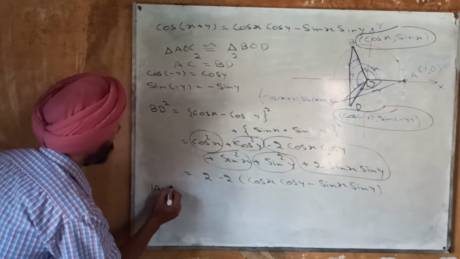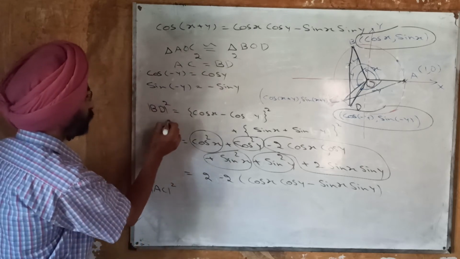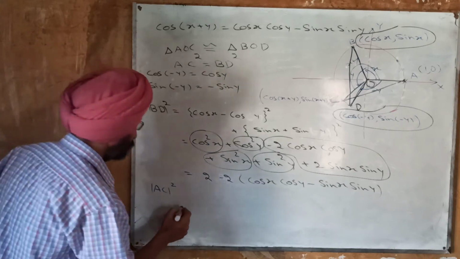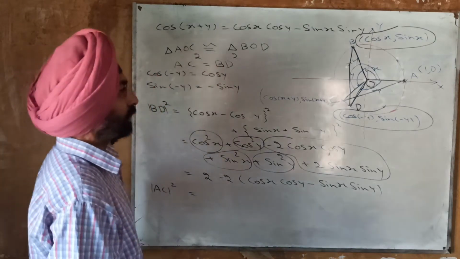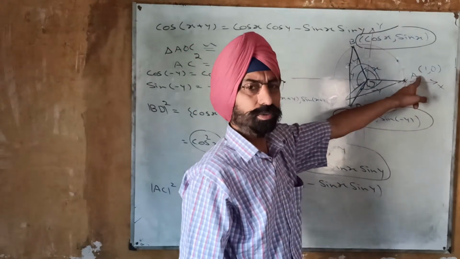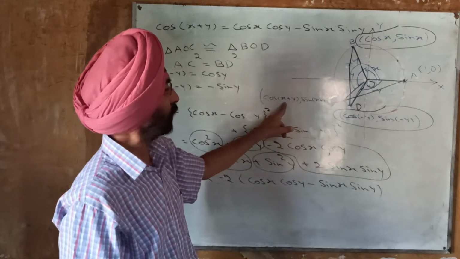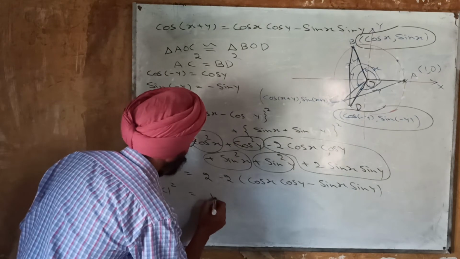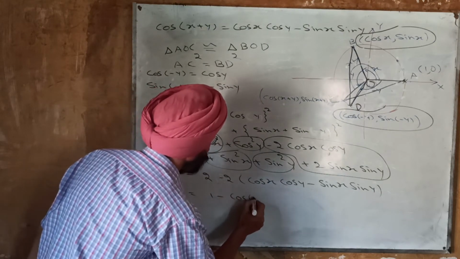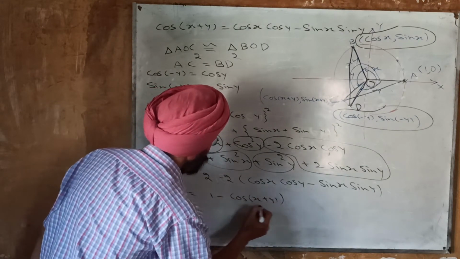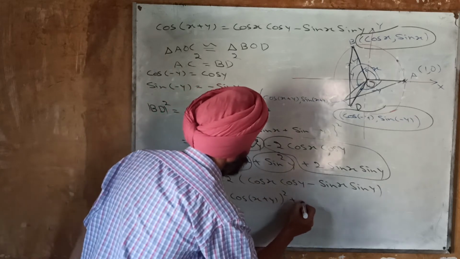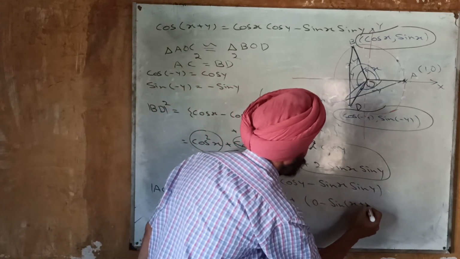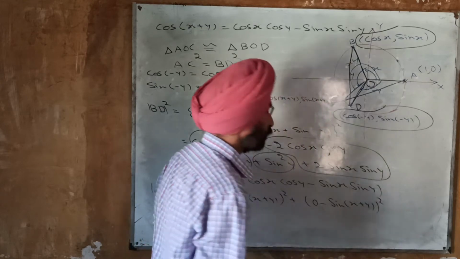Now what is AC square? AC, distance square. And also you can put the distance symbol there. AC square now. Coordinates of A are 1, 0 and coordinates of C are cos(x+y), sin(x+y). So the distance will be (1 minus cos(x+y)) square plus (0 minus sin(x+y)) square.